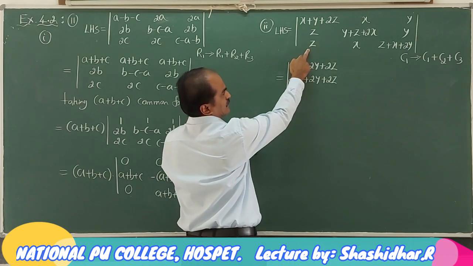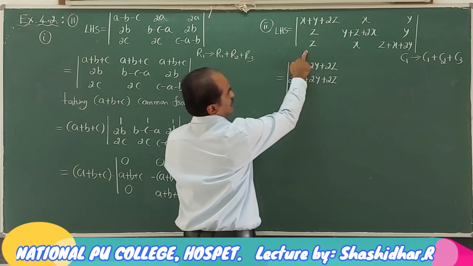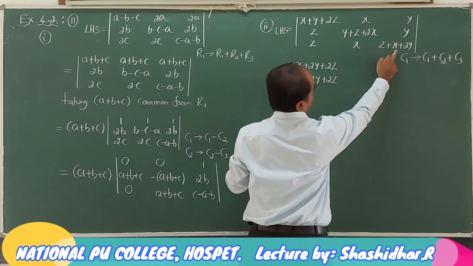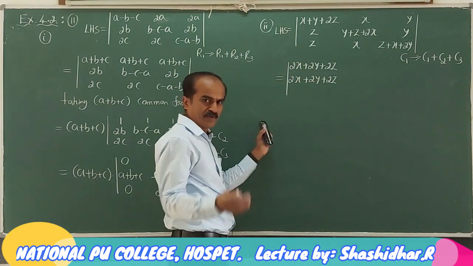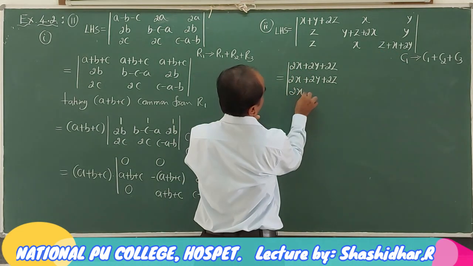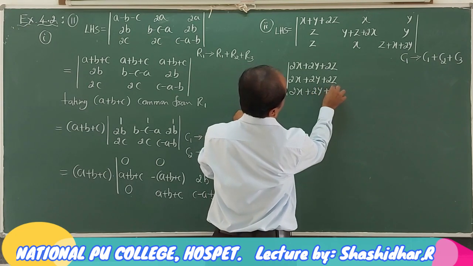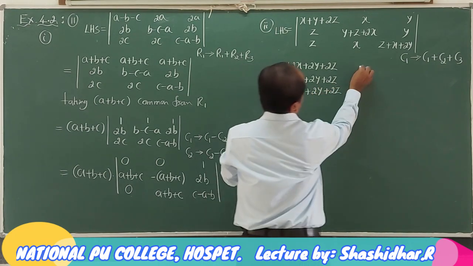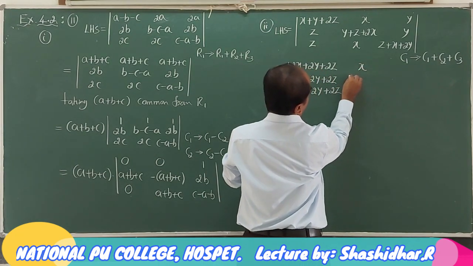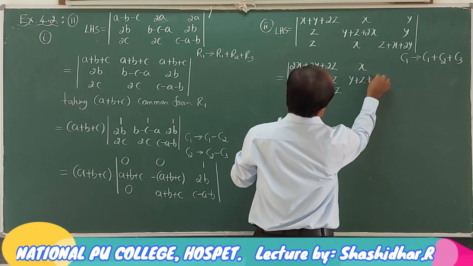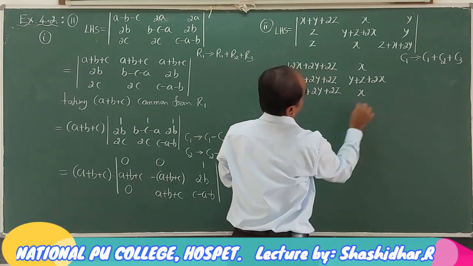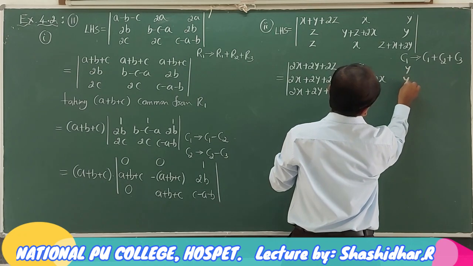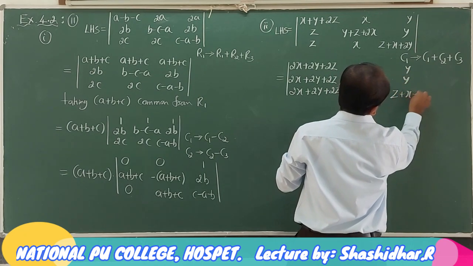Third element in the first column, third element in the second column, third element in the third column. Add this. You are going to get again 2x plus 2y plus 2z. Write second and third column as it is. We didn't alter: y plus z plus 2x, x, here y, z plus x plus 2y.